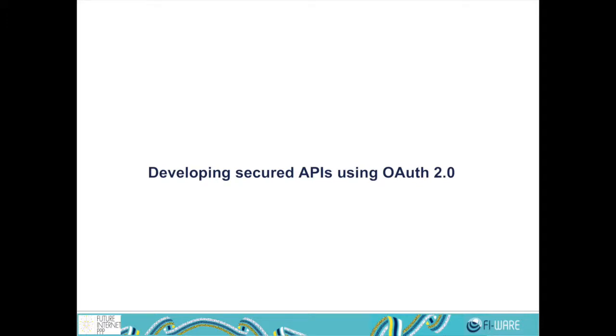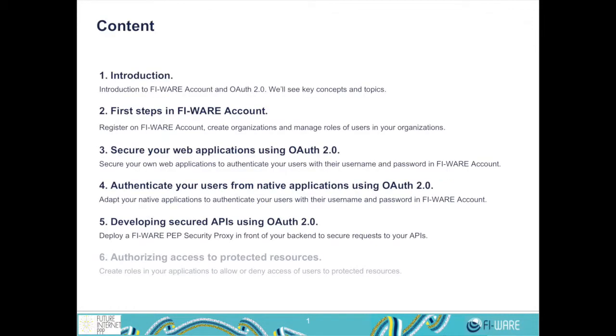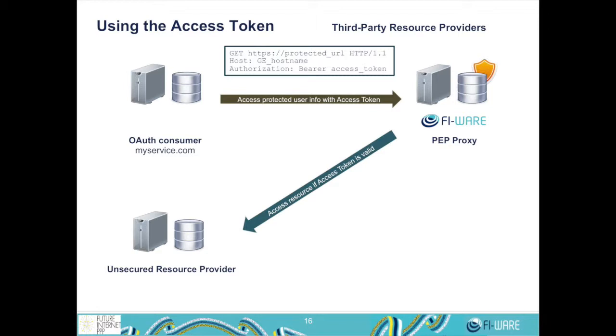Today we will secure our APIs using OAuth 2.0 in FI-WARE. In previous classes we have seen an overall introduction with theoretical information, we made our first steps in the FI-WARE account, we secured our web application, authenticated our users also in native applications, and today we will secure these applications using FI-WARE.